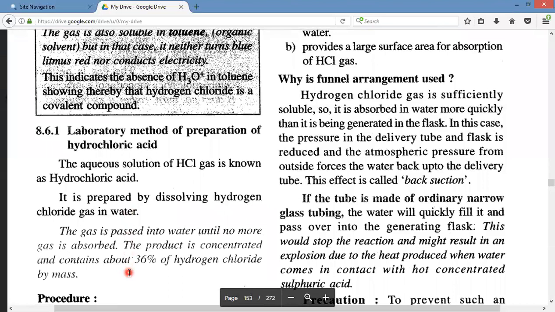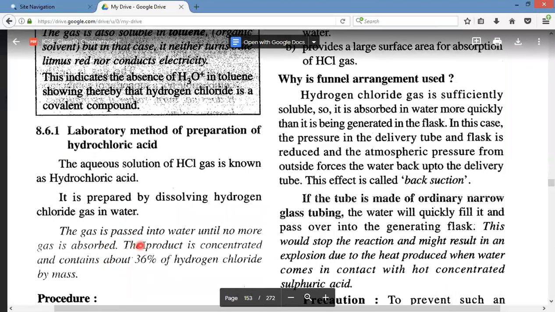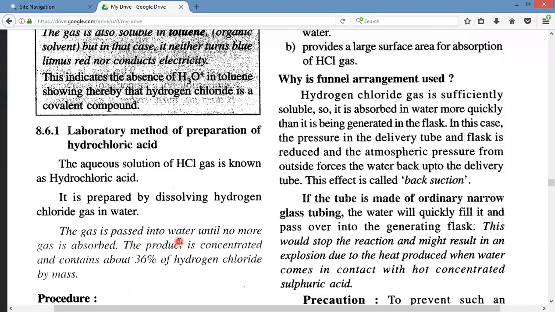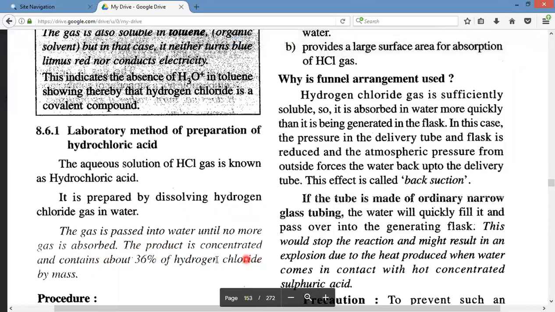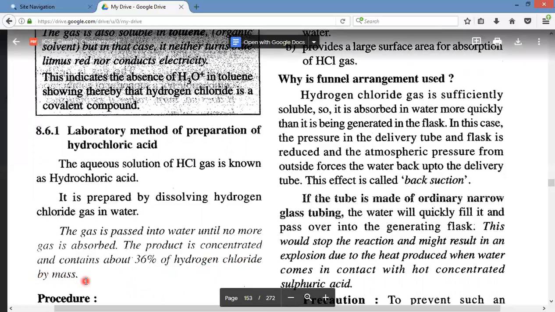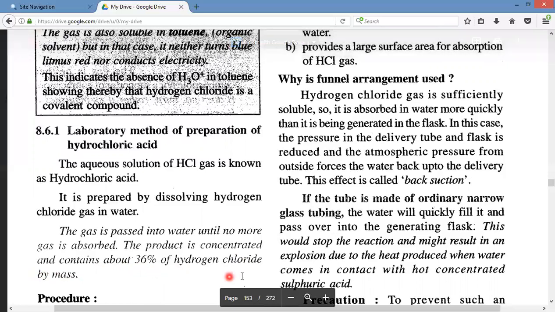For that preparation the gas has to be passed in water until no more gas is absorbed, that is, up to the saturation point. The product is concentrated, and that concentrated product contains 36% hydrogen chloride by mass. It means when 36% hydrogen chloride is present in the water, it is called concentrated.